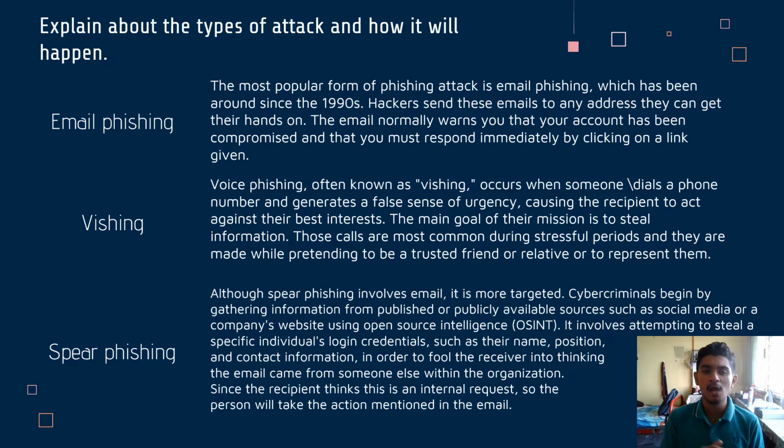So, firstly, I'll be explaining the types of attack on email phishing. The most popular form of phishing attack is email phishing, which has been around since the 1990s. Hackers send these emails to any address they can get their hands on. Their email usually warns you that your account has been compromised and that you must respond immediately by clicking on a link given. The links usually lead to fraudulent websites that steal passwords or install malware on a user's device.